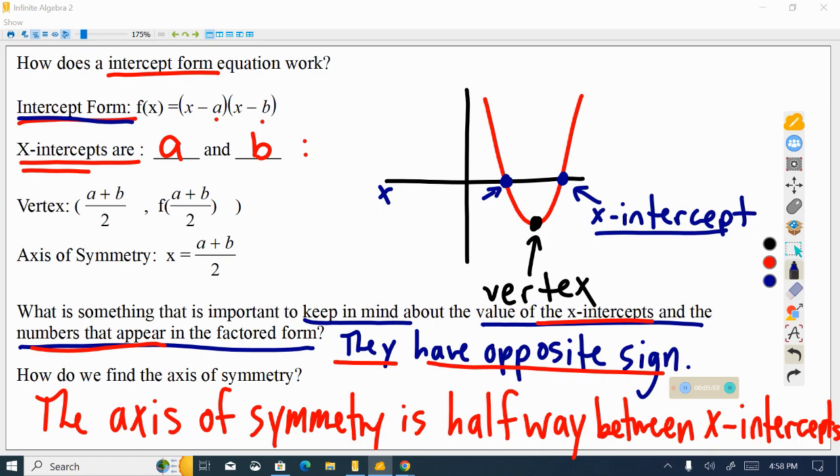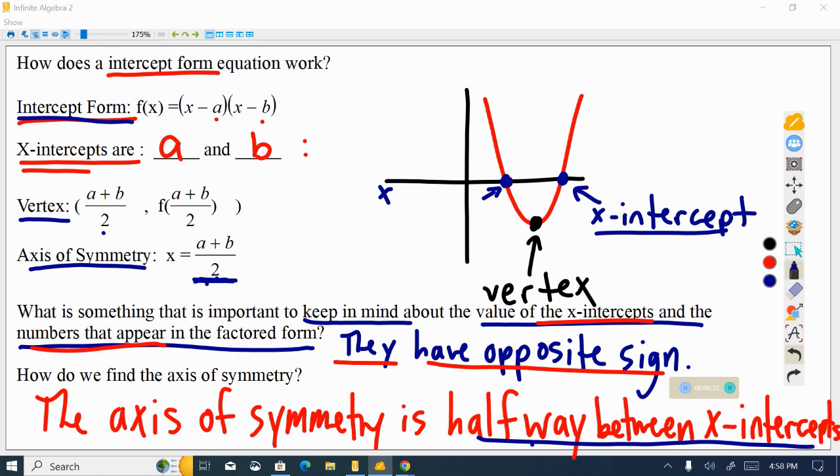And like we said, when we want to find the axis of symmetry, we know that that is halfway in between the x-intercepts. Now, that's where this divided by 2 comes in handy, right? That's going to help us get halfway in between them. Notice that the vertex and the axis of symmetry have this x value in common. Those are the same thing.